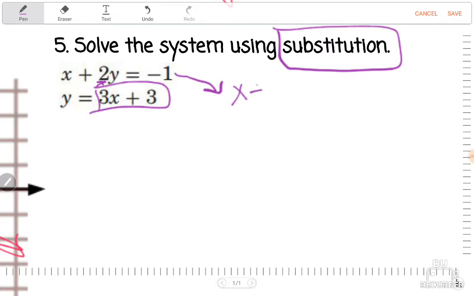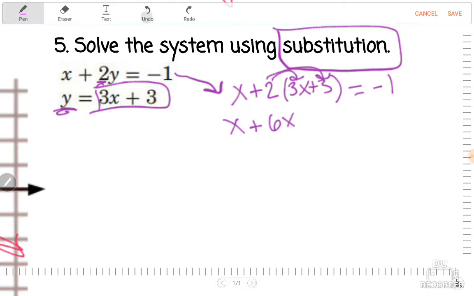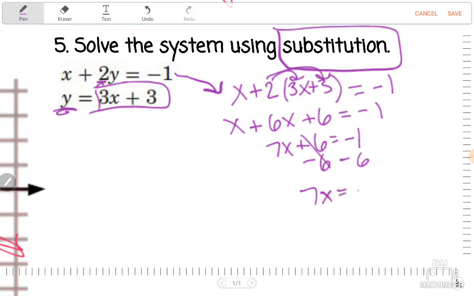So now I have x plus 2, and instead of y, I'm going to substitute what y is equal to, which is 3x plus 3, and that equals -1. I'm going to distribute. So I get x plus 6x. The x again was already there. And then distributing the 2 gives me 6x plus 6. Combining the x's here, I get 7x plus 6 equals -1. I subtract 6 from both sides. I get 7x equals -7. Divide both sides by 7.